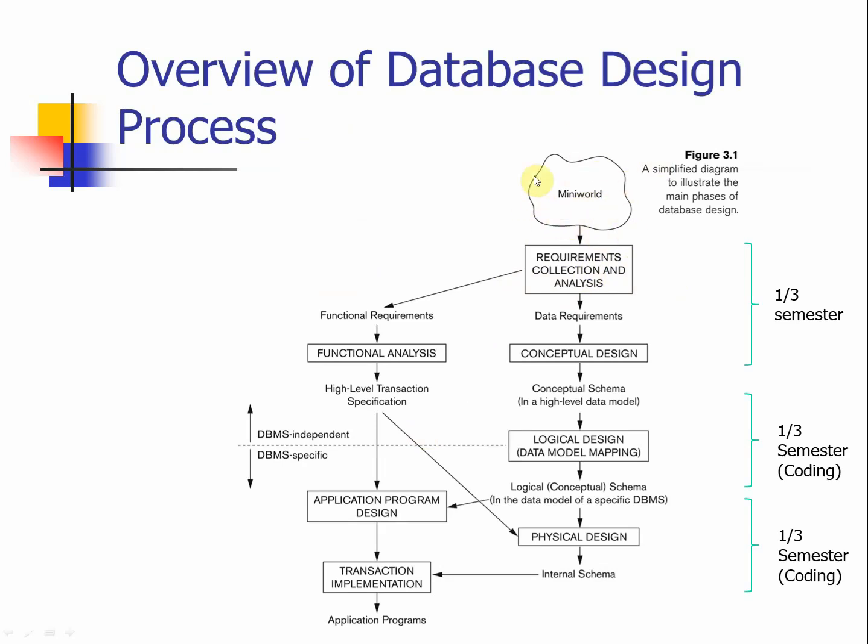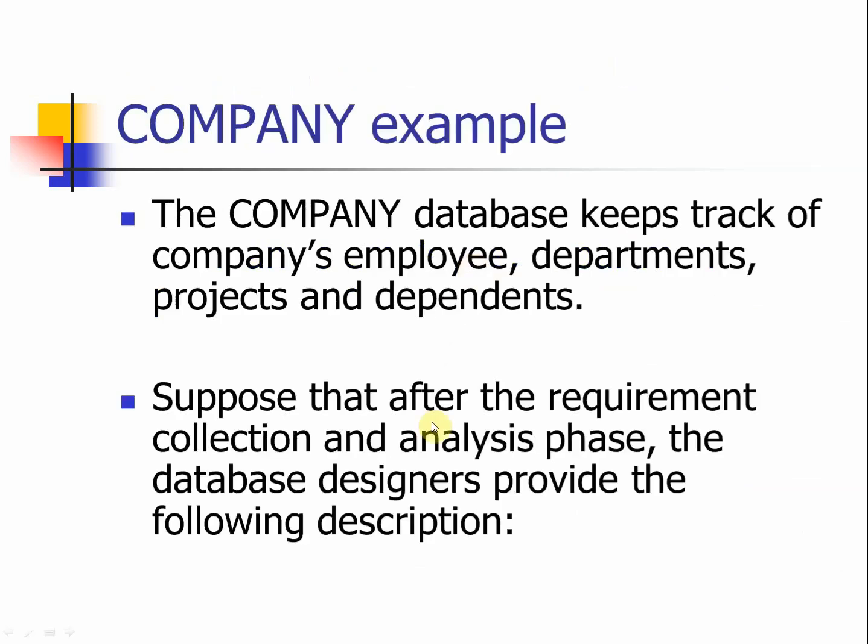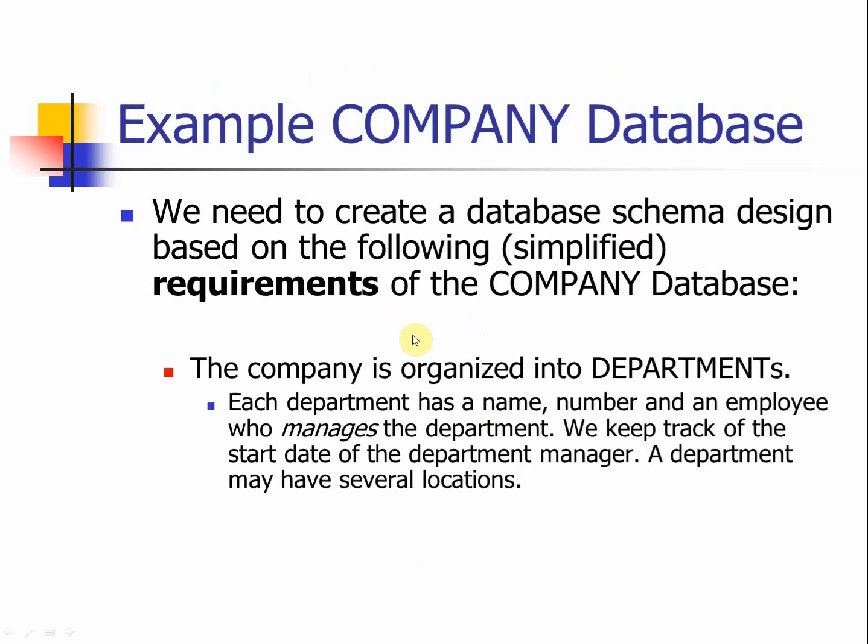We know there are several things we need to keep track of, and we try to collect the requirements of this database, and therefore what we are looking at is this. Suppose after the collection of the analysis phase, the database designer provides the following description. Remember, we have 4 different things that we need to keep track of, including employee, department, project, and dependents. Each one of those needs to have some description. So we need to create a database schema design based on the following requirements of the company database.